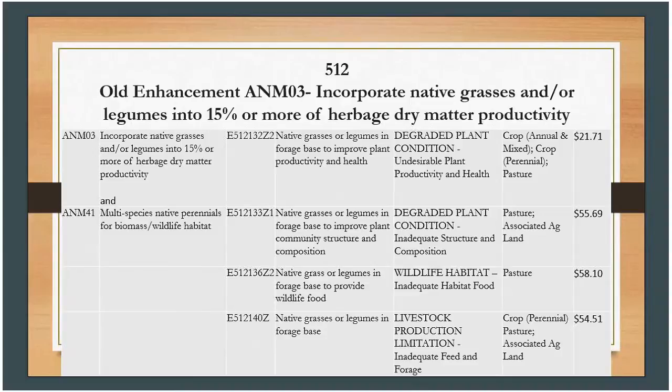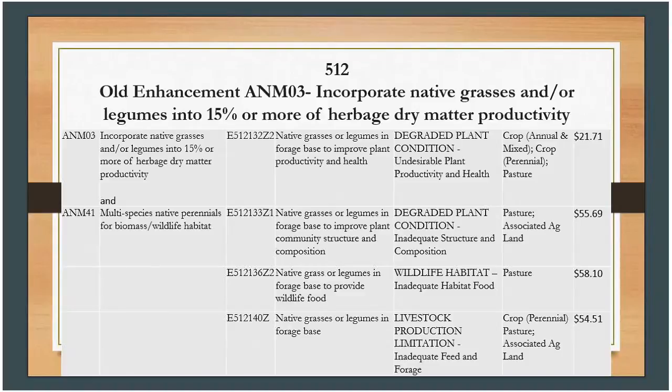So that is a constraint on these 4 enhancements, that you have to use native grasses or legumes, and they are incorporating native grasses or legumes for different purposes: for plant productivity and health, for plant structure and composition of the community, for wildlife habitat food, or for livestock production. The land uses that these are applicable on vary quite a bit, depending on which one you choose and for which purpose. You can see some of them even apply to cropland. All of them apply to pasture land.